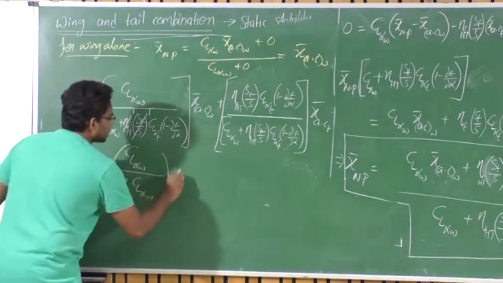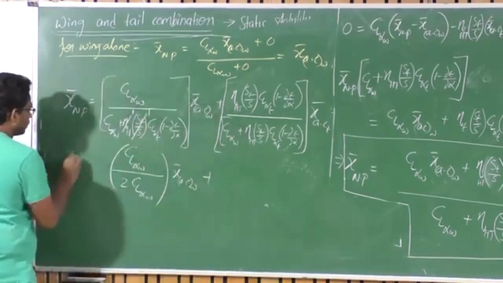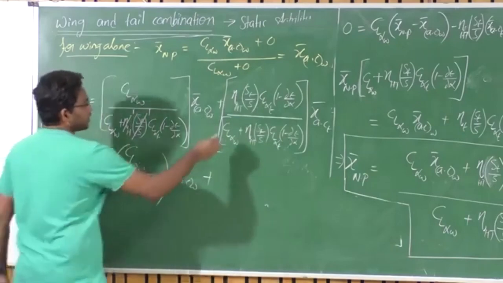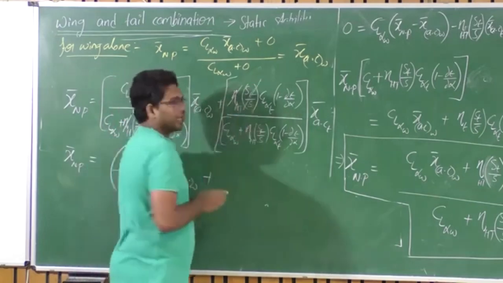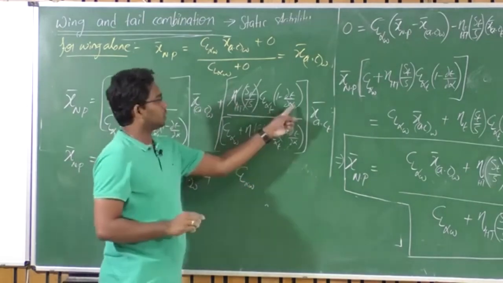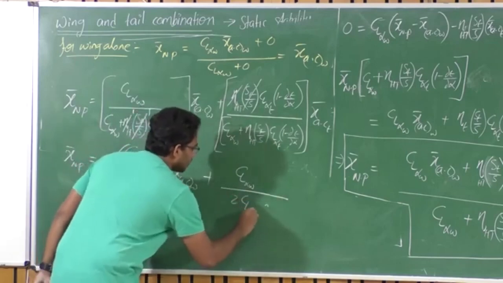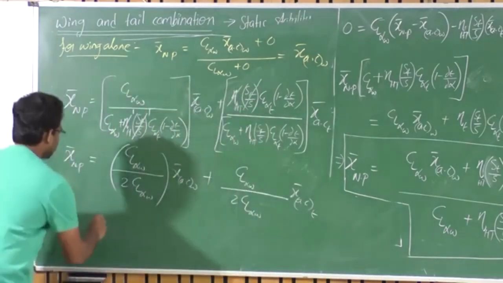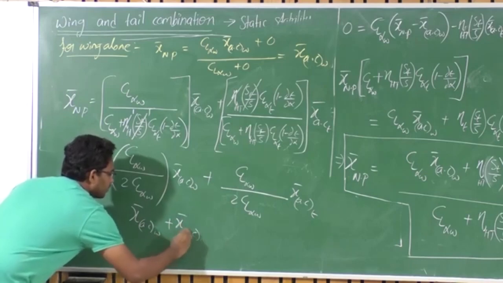Multiplied by x bar AC of wing. Okay. Similarly, plus, so this x neutral point, in that particular case where you have two identical wings as wing and tail combination, okay? And then here eta of tail is 1, right? Because there is no downwash. So ST upon S is again 1. So CL alpha of tail is nothing but CL alpha of wing. Am I correct? So downwash is 0, epsilon is 0. Divided by again 2 times CL alpha of wing times x bar AC of tail. So in this case the neutral point is nothing but x bar AC of wing plus x bar AC of tail upon 2.